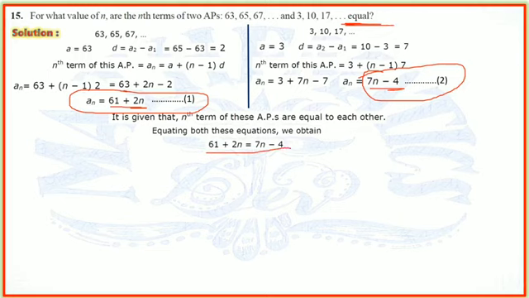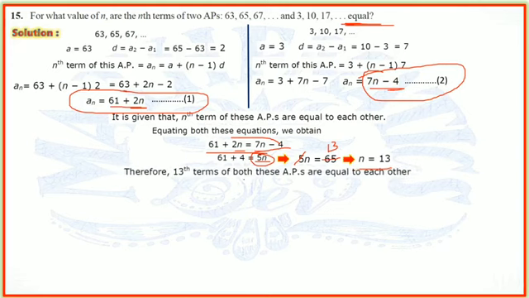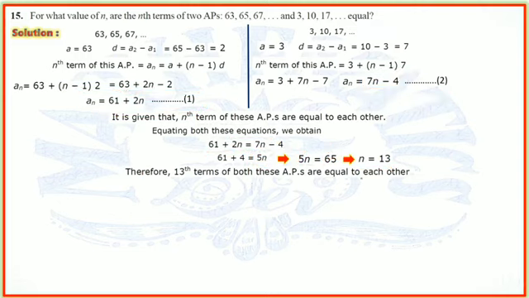So 61 plus 2n is equal to 7n minus 4. Taking 61 minus 4 to the left hand side, we have 7n minus 2n, which is 5n, equal to 65. On the left hand side we have 5n, and 13 fives are 65. So n is equal to 13. So that means the 13th terms of both the APs are equal to each other. That's all.